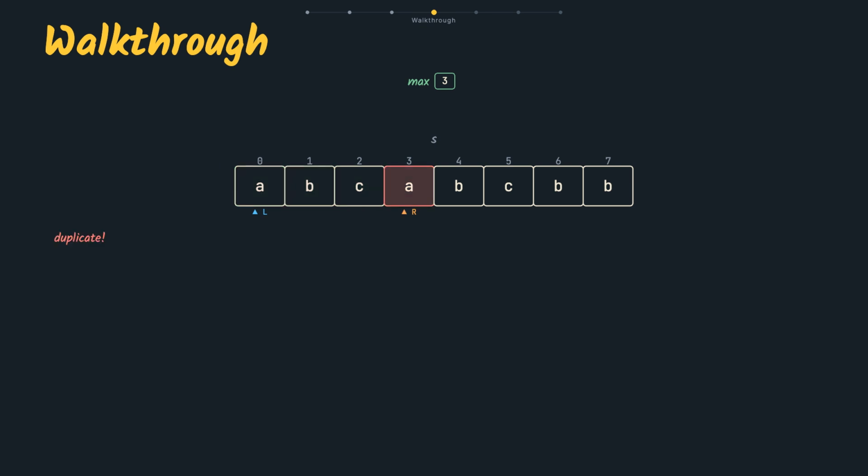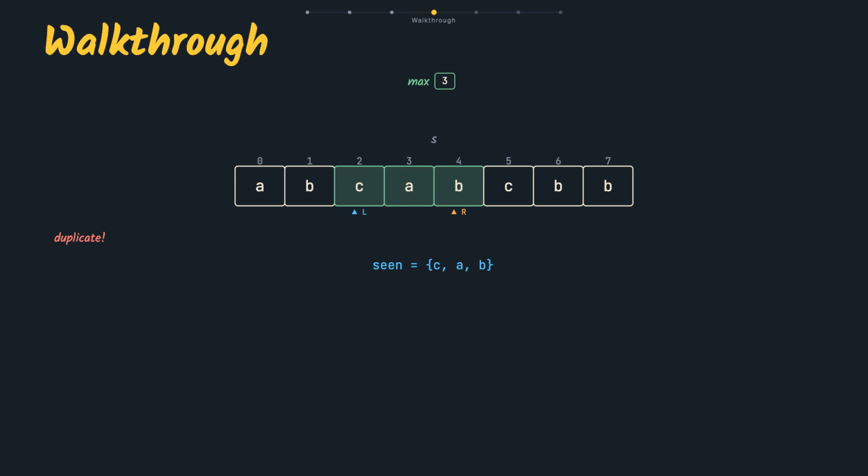That's a again. A is already in the set. Duplicate. Remove a at index 0. Slide left to 1. A is out of the set. Add the new a. Window spans 1 to 3. Right to 4. B is in the set. Remove b at left. Slide to 2. Add new b.